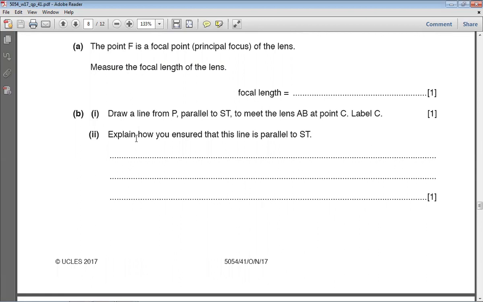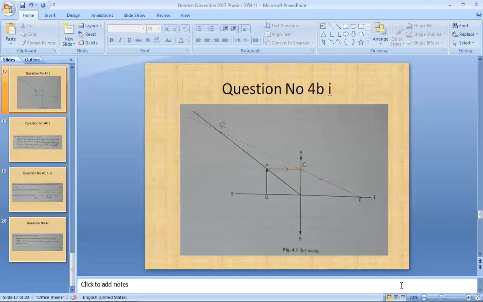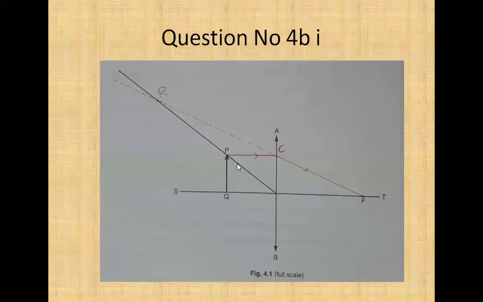Explain how you measure that this line is parallel to the ST. Okay. So if you want to make sure that this PC is parallel to the ST, I will measure this distance, the perpendicular distance of the P from the principal axis. If this distance and the perpendicular distance of the C from the principal axis are both equal, then this means that this is parallel to the principal axis.